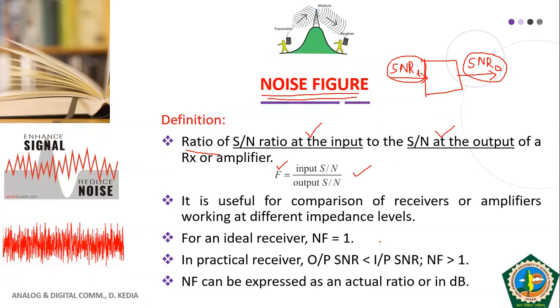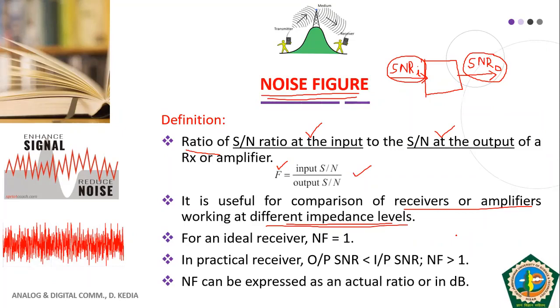And why do we want this noise figure parameter? This noise figure parameter is very useful for comparing the performances of receivers or amplifiers which are working at different impedance levels. So if we have two receivers or two amplifiers whose input impedances are different, how will you compare their noise performance? We can compare their noise performance by calculating their noise figure.